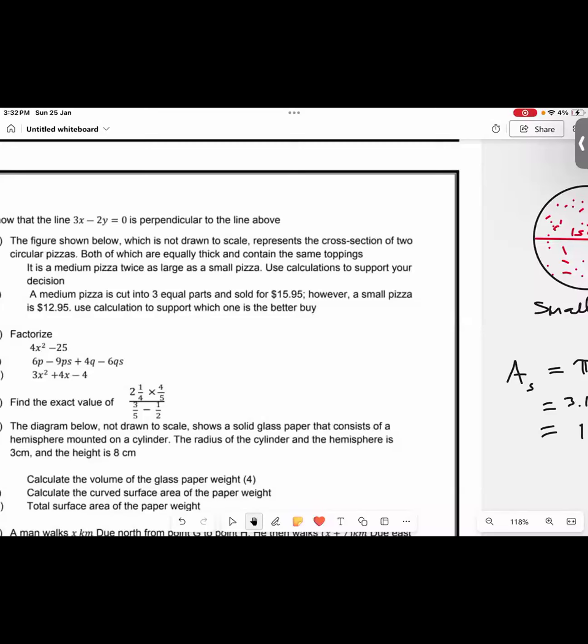Right, so I'm saying that based on the situation that's presented here, we have a medium pizza that was cut into 3 equal parts. We don't know if it's big or small. We just say 3 equal parts, and each slice is being sold for $15.95. But you have a small pizza that's been sold for $12.95. Would you buy 1 slice of a medium, or would you buy the small pizza? Which one do you think is a better buy? And tell me why you said that. What would you do?